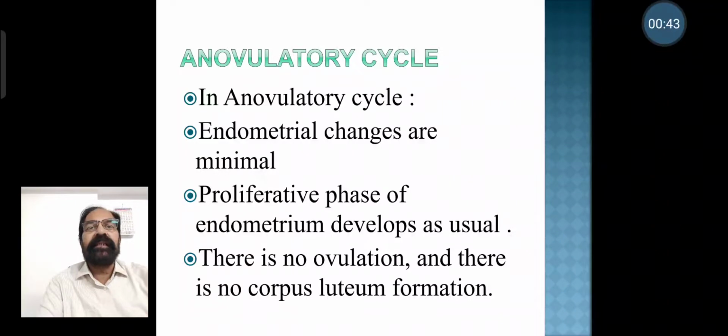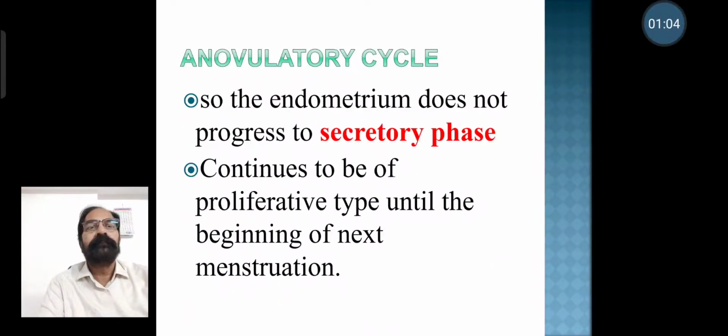An anovulatory cycle. In an anovulatory cycle, endometrial changes are minimal. Proliferative phase of endometrium develops as usual. There is no ovulation. There is no corpus luteum formation. So, the endometrium does not progress to secretory phase and continues to be of proliferative type until the beginning of the next menstruation.